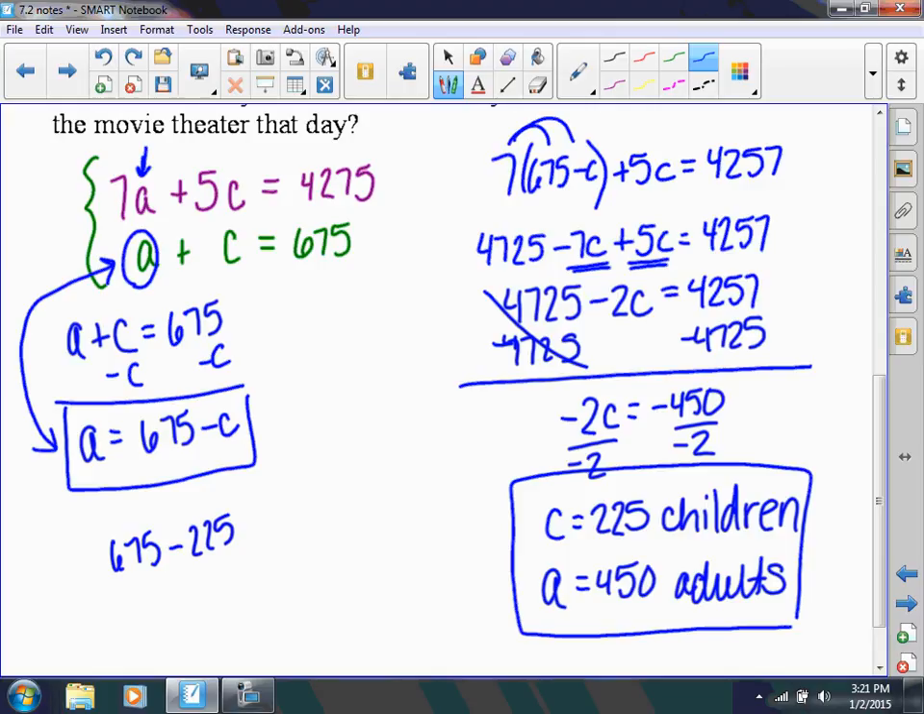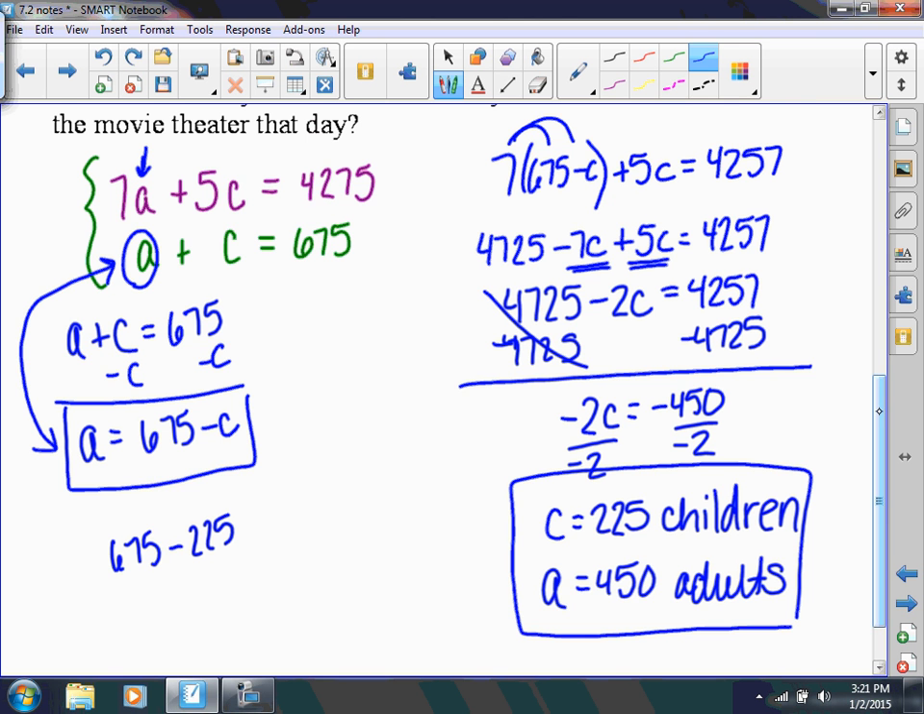And again, we could double check that. If we took 225 plus 450, we get 675. And the better way to check it is probably in this top equation. Take 7 times 450, and then you would add 5 times 225, and you should get 4275.